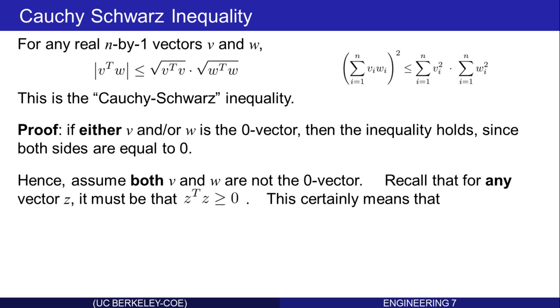Now, recall that for any vector z, it must be that z transpose z is greater than or equal to 0. That was the thing we discussed on the previous slide at the end.